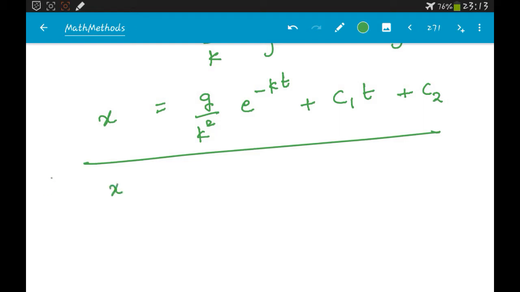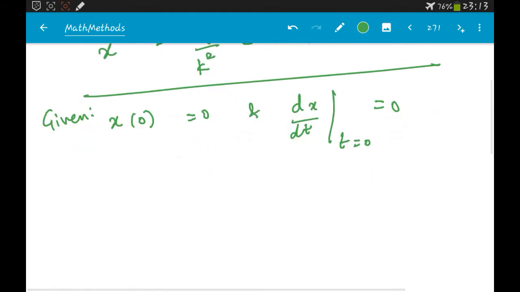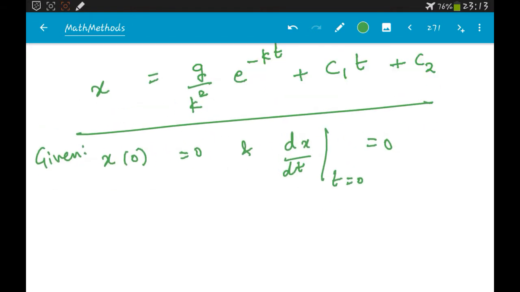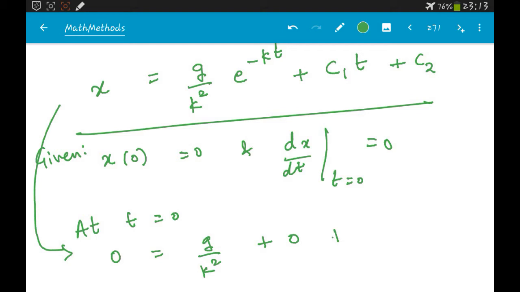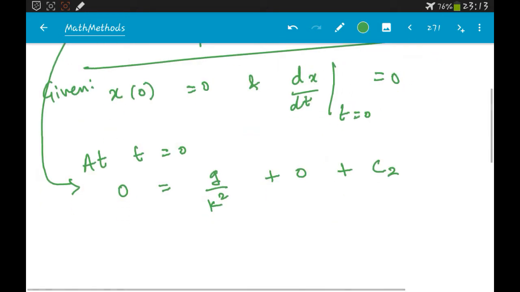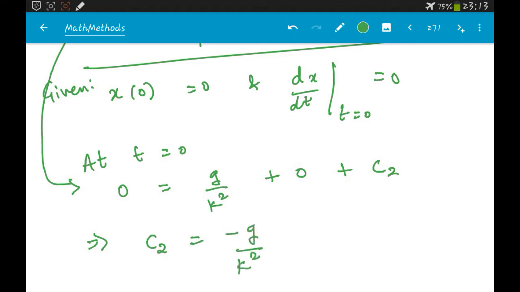Other conditions were x of 0 is 0 and dx by dt at t equal to 0 is also 0. So these are the two conditions. Let's try to put t equal to 0 in x and see what we get. At t equal to 0, you will get 0 is equal to g by k square plus 0, because c1 into 0, plus c2. So from here you get c2 is minus g by k square.